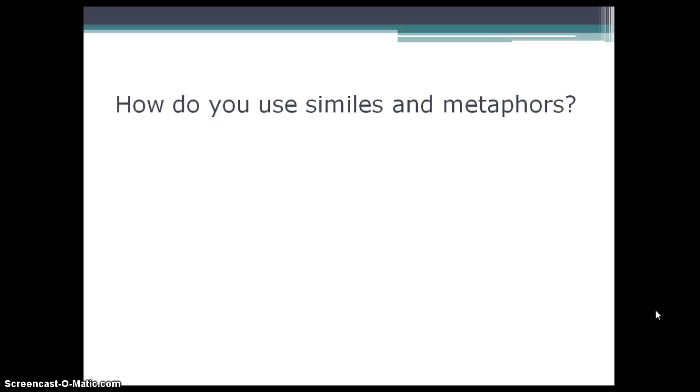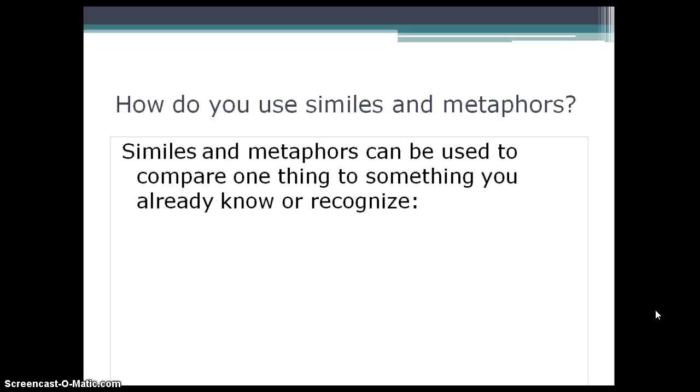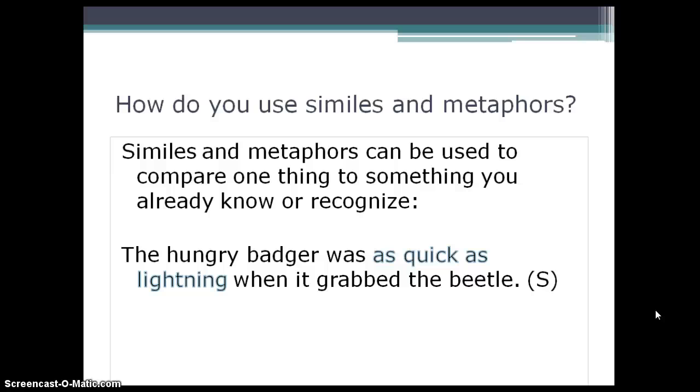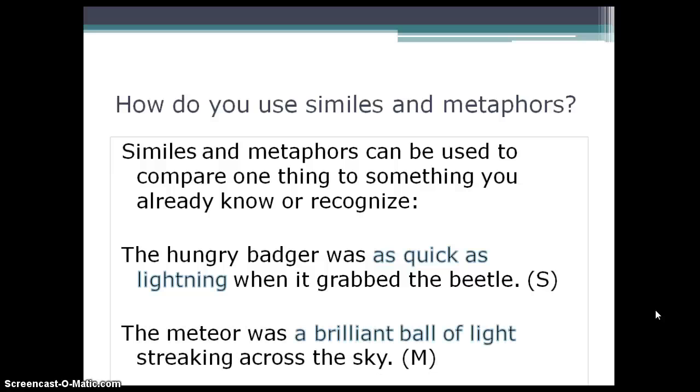How do you use similes and metaphors? Similes and metaphors can be used to compare one thing to something you already know or recognize. The hungry badger was as quick as lightning when it grabbed the beetle. That's a simile. The meteor was a brilliant ball of light streaking across the sky. That's a metaphor. It's using things that you would be very familiar with, like lightning and balls of light, to compare things that you may not be familiar with, like a badger or a meteor.